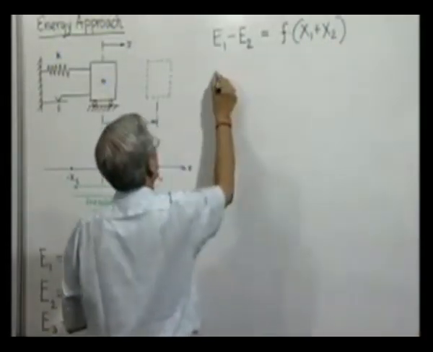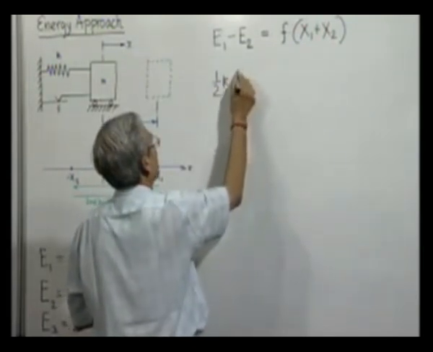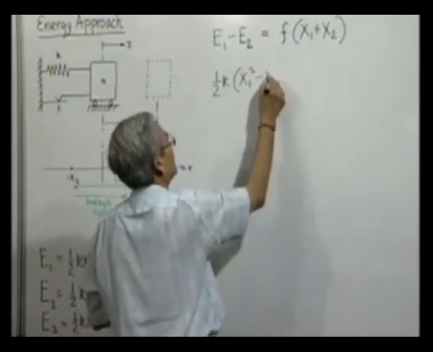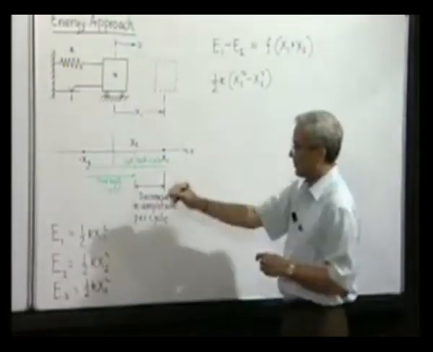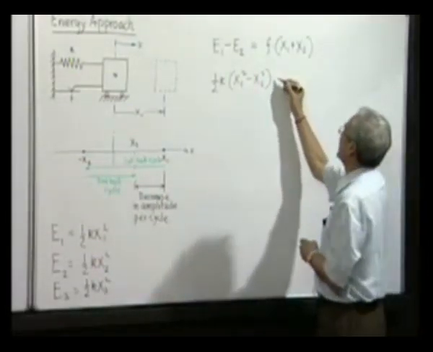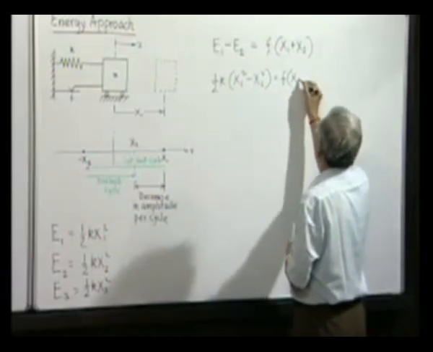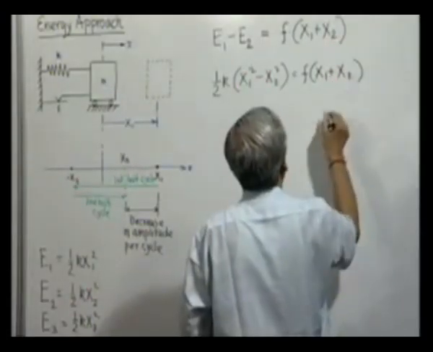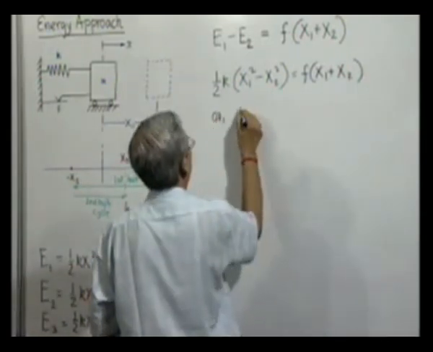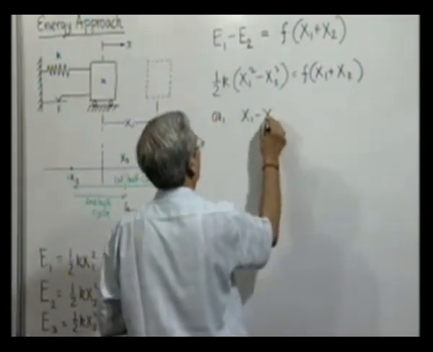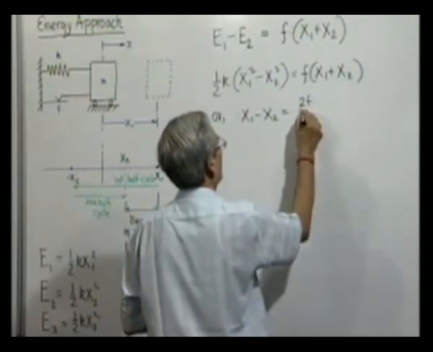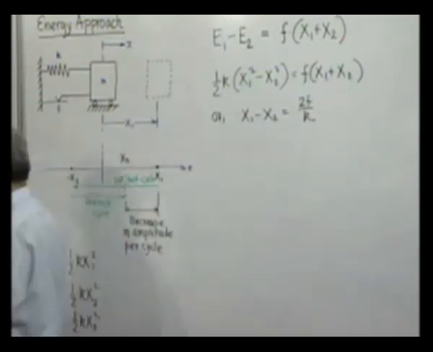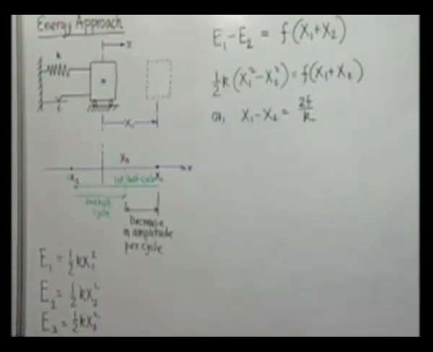And we know therefore that half K into x1 square, if we substitute E1 and E2 here, we get this. So straightforward, we get the decrease in amplitude, or the extreme values of the displacement in the first half cycle, is straightforward 2f by k.